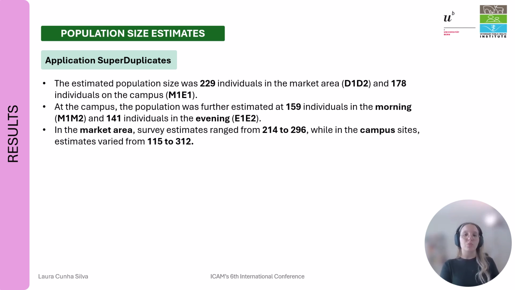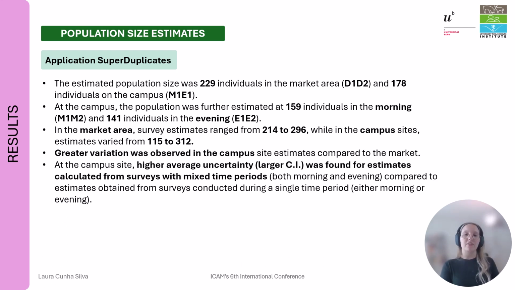Greater variation was observed in the campus size estimates compared to the ones from the market. At the campus site, higher average uncertainty, meaning larger confidence intervals, was found for estimates calculated from surveys with mixed time periods, meaning those that considered both morning and evening surveys, compared to estimates obtained from surveys conducted during a single time period, meaning those that consider only evening surveys or just morning surveys.